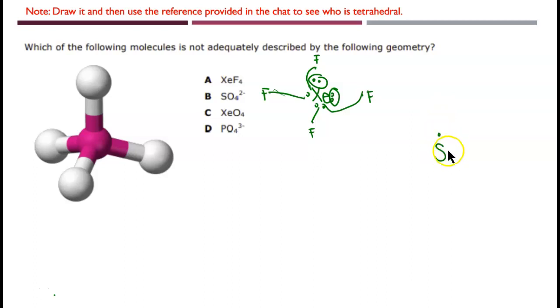SO4. So sulfur has 6 valence electrons. There's 4 oxygens, each with 6 valence electrons as well. 1, 2, 3, 4, 5, 6, for each one.